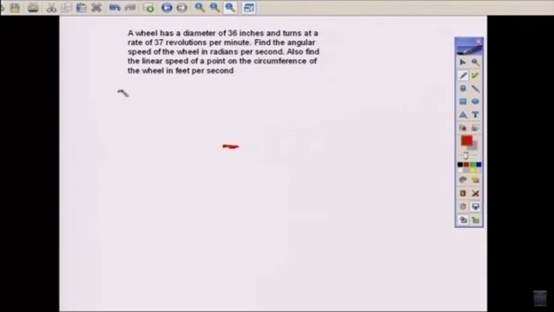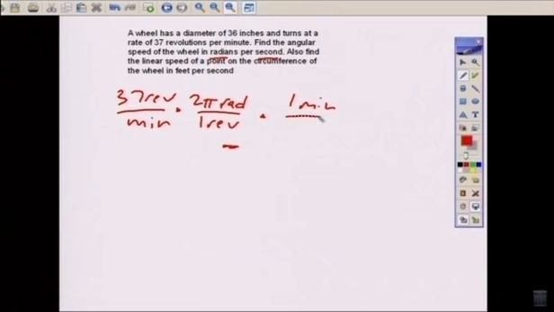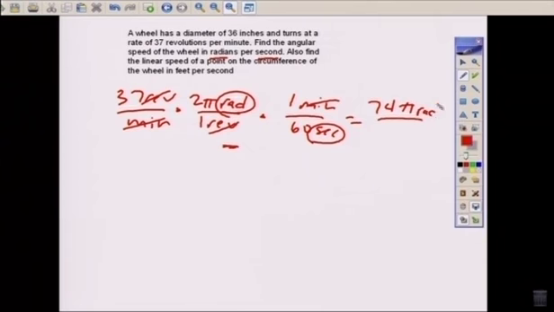So let's start with angular speed, 37 revolutions per minute. My goal here is to get radians per second. So I know that 1 revolution is 2 pi radians, and I know that 1 minute is 60 seconds. So my minutes cancel, my revolutions cancel, and the units I'm left with are radians per second. And then it's 74 pi radians per second.